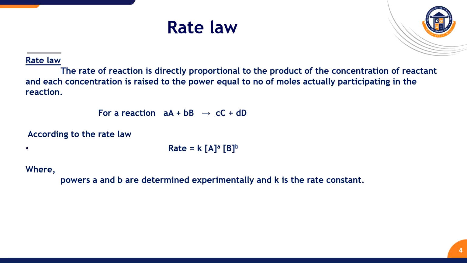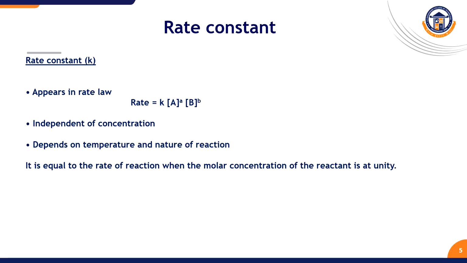According to the rate law, the rate is directly proportional to the concentration of the reactant A to the power a and B to the power b. The proportionality symbol is removed by the rate constant k. The powers of A and B are determined experimentally, which is nothing but the order of the reaction, and k is the rate constant for the given reaction at the given temperature.